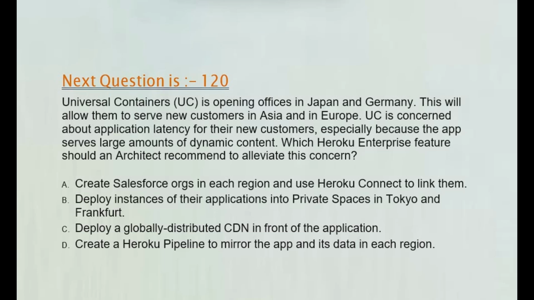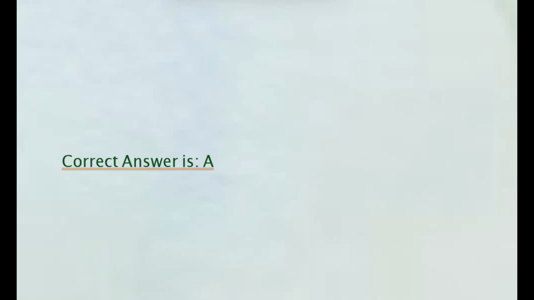Option A. Create Salesforce orgs in each region and use Heroku Connect to link them. Option B. Deploy instances of their applications into private spaces in Tokyo and Frankfurt. Option C. Deploy a globally distributed CDN in front of the application. Option D. Create a Heroku pipeline to mirror the app and its data in each region. Correct answer is option A.